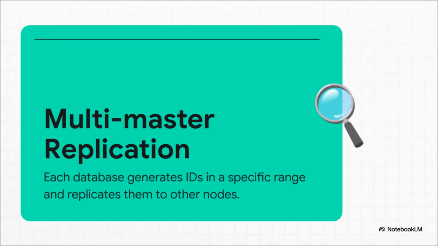So, the first idea is what we call multi-master replication. The logic is simple enough. You give each database server its own turf to play on. You might tell server A, hey, you're in charge of all the IDs from 1 to 1,000. Server B gets the next block, from 1,001 to 2,000, and so on. They each work in their own little sandbox and then just tell everyone else what they did.